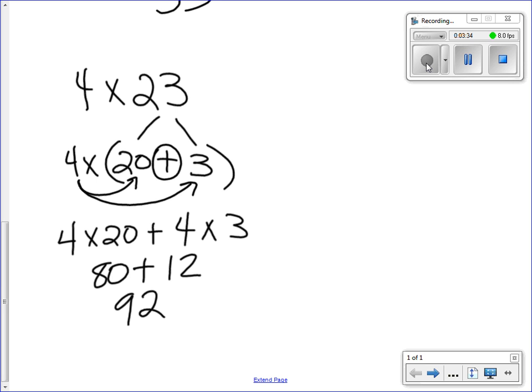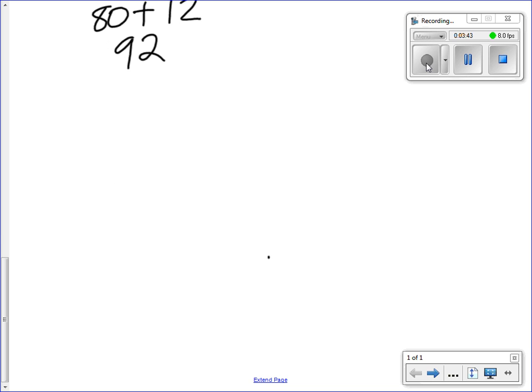From here, we're going to look at your workbook page. For homework, you had to do page 21 and 22. 21 was done for you, but I'll go through the process so you understand what they did. On number 1, you have 6 times 89.